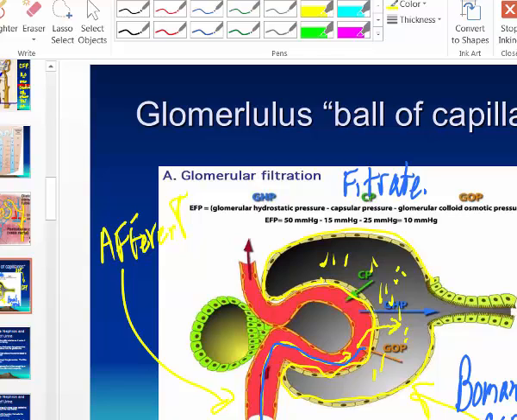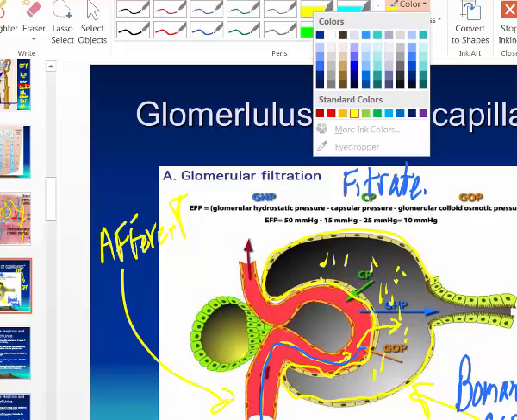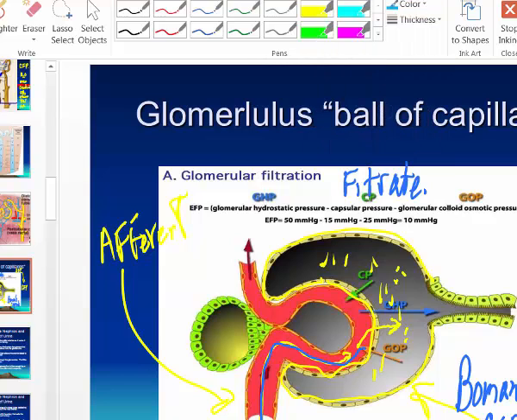Say yes. Now watch, this is really important. What is not filtered by the glomerulus into Bowman's capsule leaves the glomerulus through the efferent arteriole. Efferent meaning away. Efferent. And then look, watch.